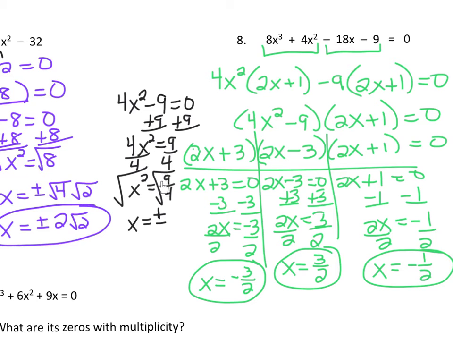And since the square root of 9 is 3, and the square root of 4 is 2, when you take the square root of a fraction as a whole, you would get 3/2. So here we get x equals positive 3/2 and x equals negative 3/2, which is what we got when we factored further. So you could do it either way that you prefer.